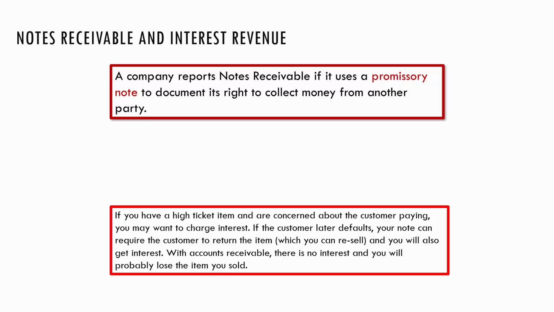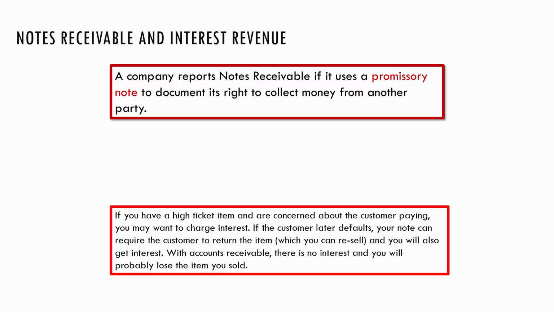So, for example, an automobile. If you were to sell an automobile to an individual, you might not handle it as an account receivable. You would handle it as a note receivable, which means if the customer does not pay you, you're going to be able to go in and take back the automobile, which you can then sell.